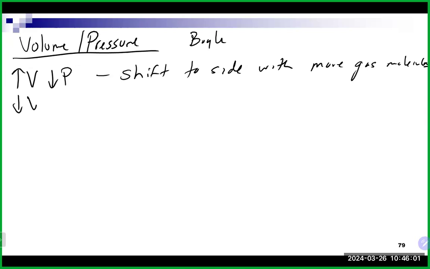If we lowered the volume, we're going to see a pretty sharp increase in the pressure because we're going to have a lot more collisions. So the change that's going to occur here, pressure is going to start to rise. We kind of want to bring the pressure back down. So to do that, we would need to shift to the side with the least number of gas molecules so we can have fewer collisions occurring.